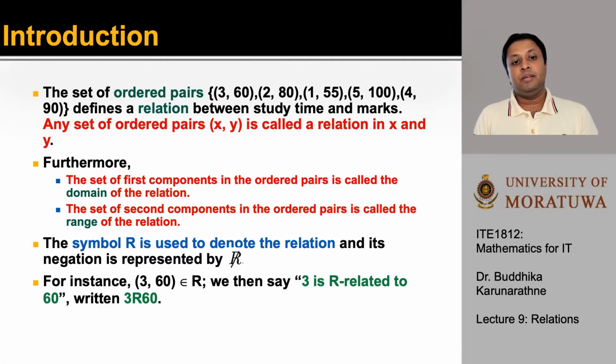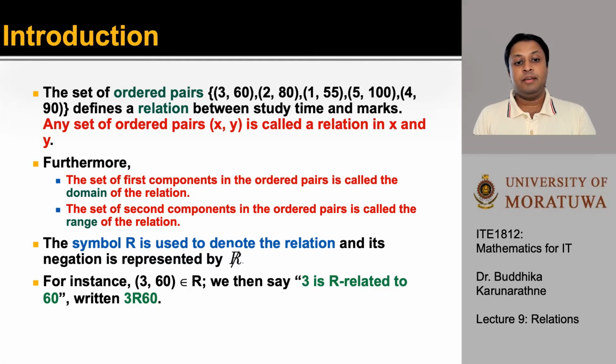Going on further, the set of first components in the ordered pairs is called the domain of the relation. And the set of second components in the ordered pairs is called the range of the relation. So identify the terminology here, the domain and the range. Usually the symbol used for a relation is capital R. You can also represent the negation of a relation by the crossed-out R symbol.